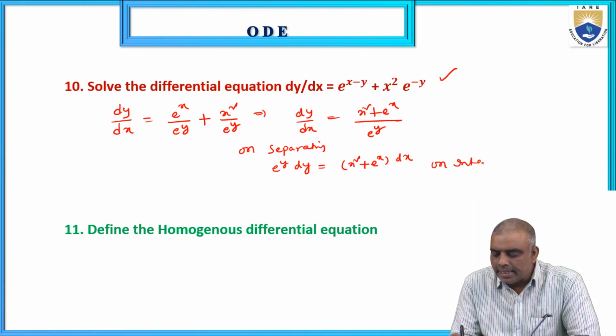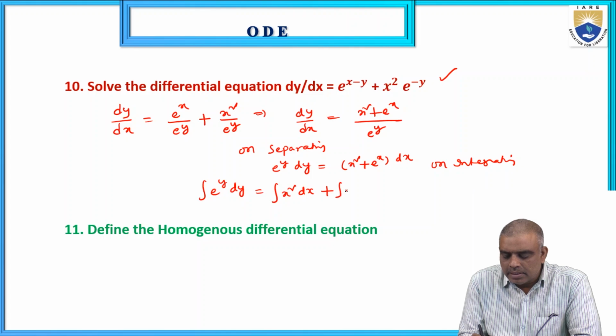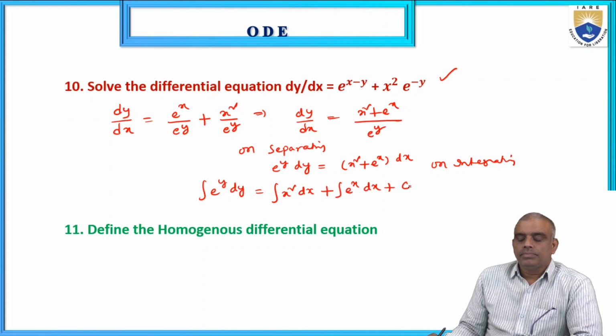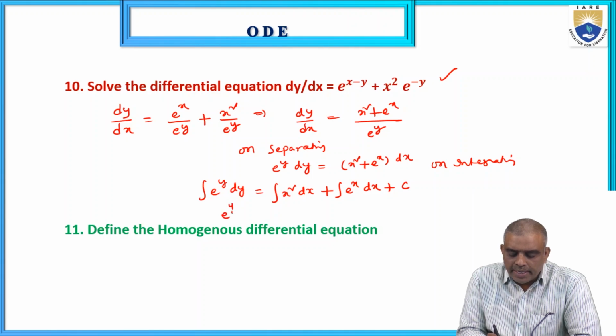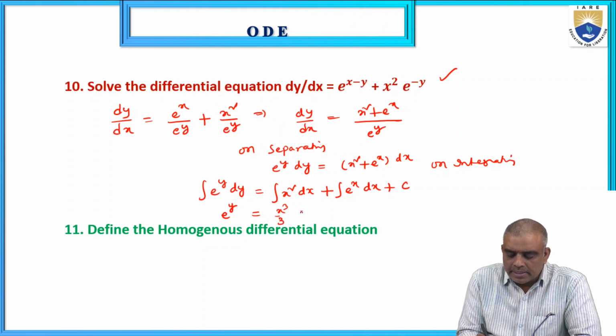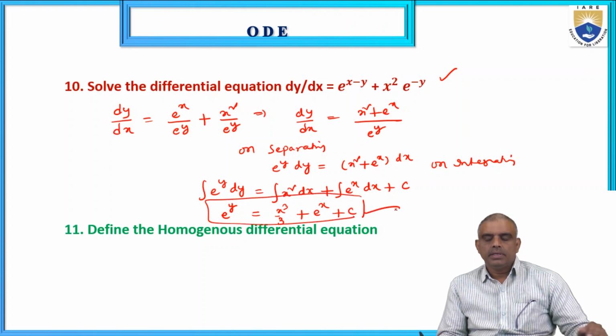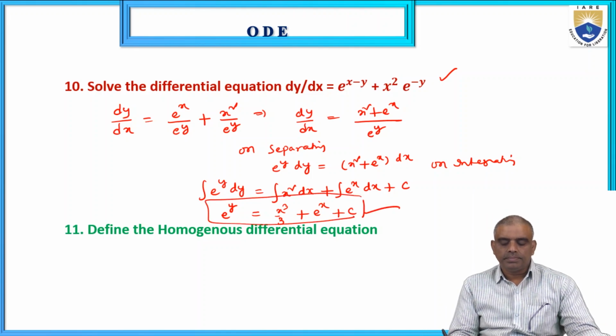So on integrating, integral e power y dy is equal to integral x square dx plus integral e power x dx plus c. Then what is the solution? e power y, the integration of x square is x cube by 3, plus e power x, integration of e power x, plus c, which is the required solution of the given differential equation.